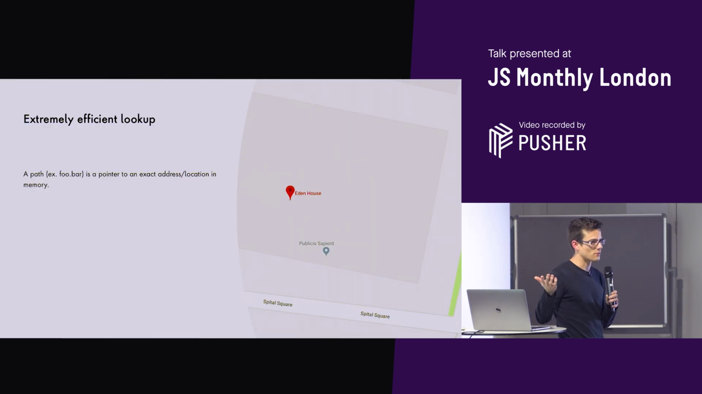Another thing about hash maps is when you're trying to retrieve a value from it, the path that you have, say foo.bar, is a reference to an exact location in memory. So the lookup is virtually free. Whereas if you're trying to find something in some other storage mechanism, that can be very expensive.